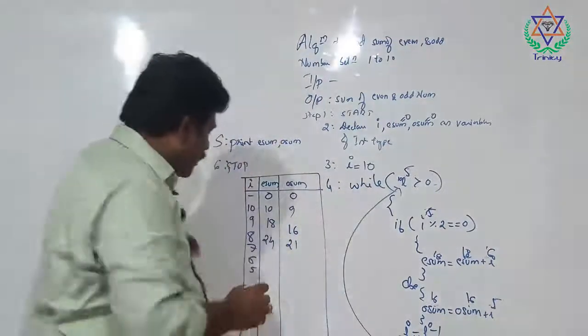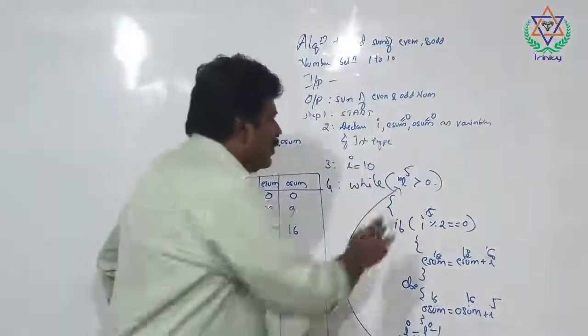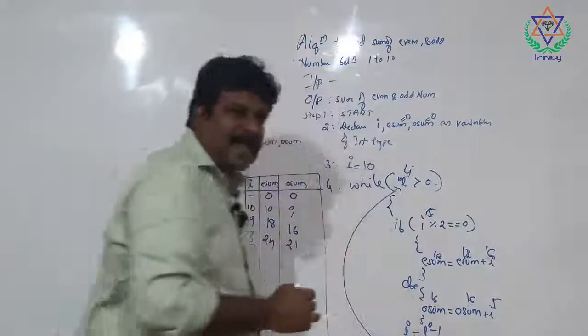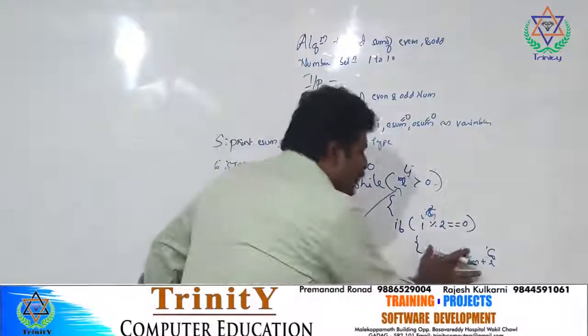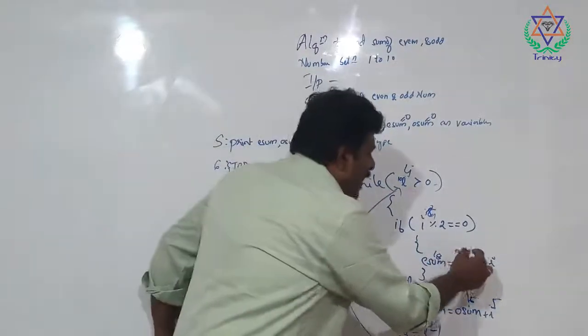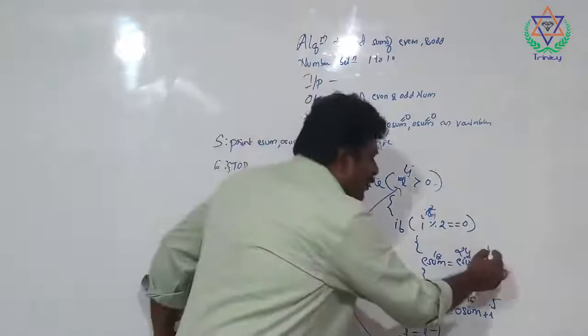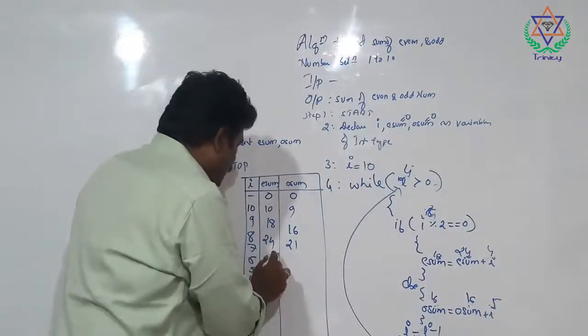Next, I equal to I minus 1. It becomes 4. Goes back. 4 is greater than 0? Yes. 4 mod 2 is equal to 0? Yes. It gets inside. What is there in E sum? Even sum. We have 24. What is there in I? We have 4. So, 4 plus 24, this E sum becomes 28.